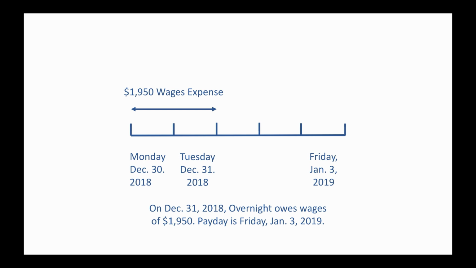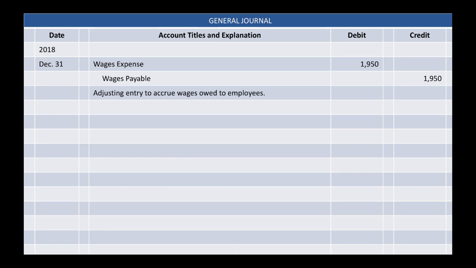Therefore, at December 31st, the company owes its employees approximately $1,950 for work performed in December. On December 31st, Overnight owes wages of $1,950. Payday is Friday, January 3rd. As with most expense accruals, Overnight will debit an expense account, in this case wages expense, for $1,950 and credit a liability account, in this case wages payable for $1,950.